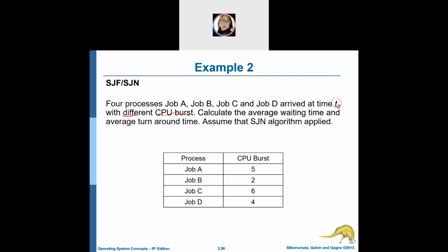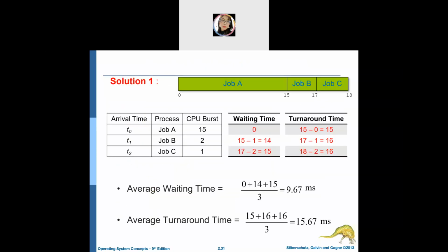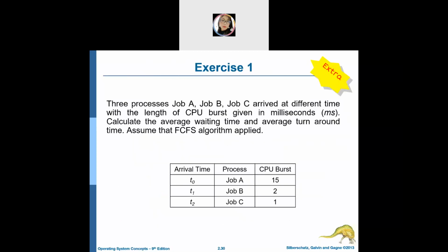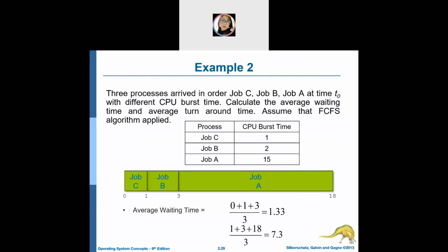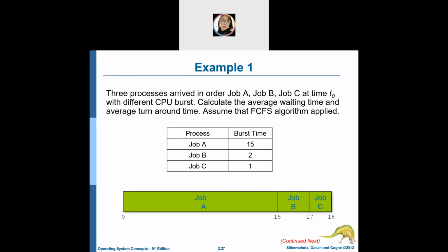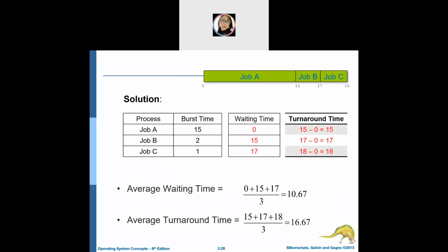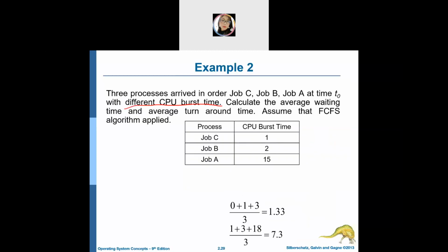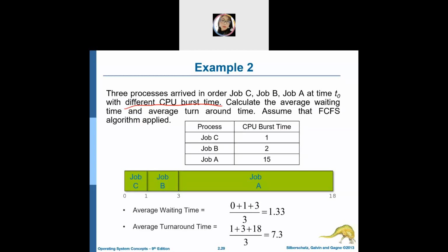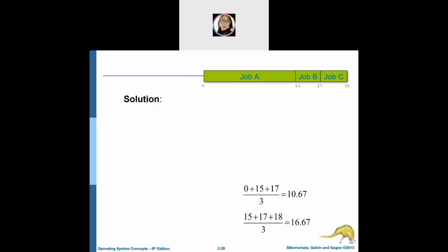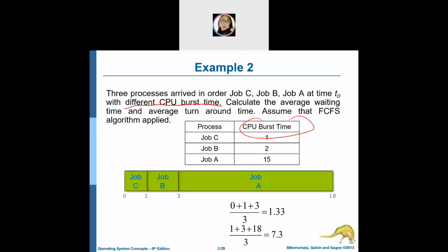This one is different, so please take note. This one is quite similar to Exercise 1. Compared to this, example 2 is also similar. For example 2, this is the different CPU burst time, and for example 1, it directly gives you the burst time. Maybe it is going to directly give you the table, so you need to see the CPU burst time, or the other one, your burst time. Now here is back to our question.